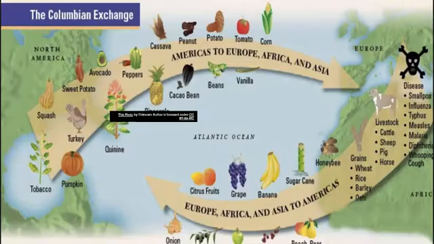it spawned a new system. And that system we refer to as the Columbian Exchange. The Columbian Exchange. Europe, it's like a three-way system here. And it takes a little while to establish, but once it's established, it changes the world forever, even up to this very day.